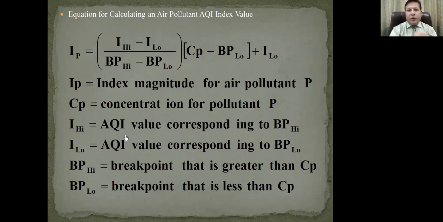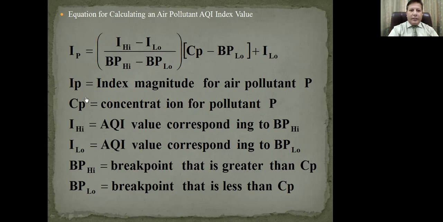This is the example. You have to remember and learn this equation for calculating an air quality index value for an air pollutant. I_P equals (I_HI minus I_LO) divided by (BP_HI minus BP_LO), multiplied by (C_P minus BP_LO), plus I_LO. So these are the index magnitudes for air pollutant P.